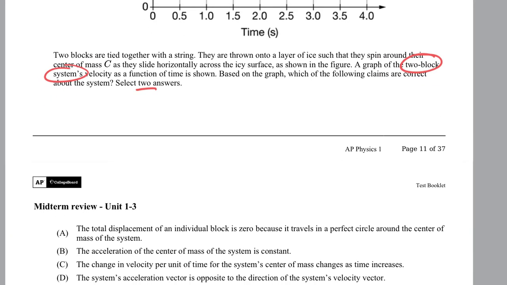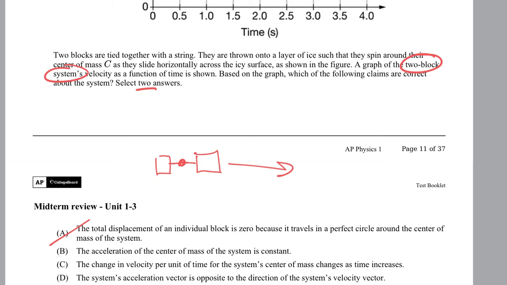The total displacement of an individual block is 0 because it travels in a perfect circle around the center of mass of the system. Although it is true that it does travel in a perfect circle and ends up where it started from, our system is going to be focused on that two-block system that circles around a center of mass. So the system as a whole will only be traveling in one direction horizontally. So that's not going to be true.